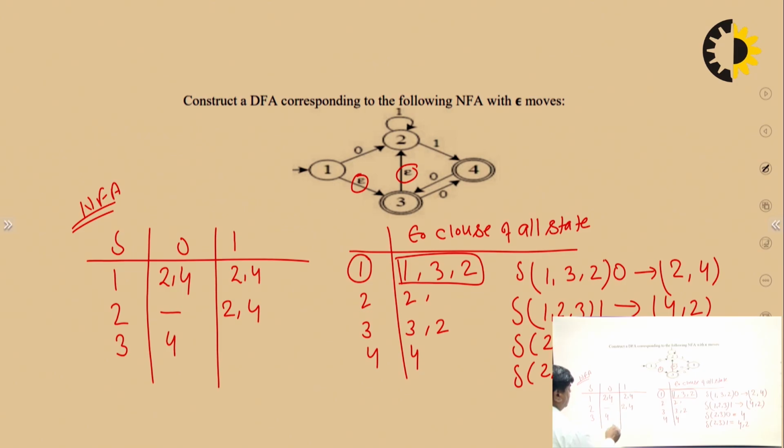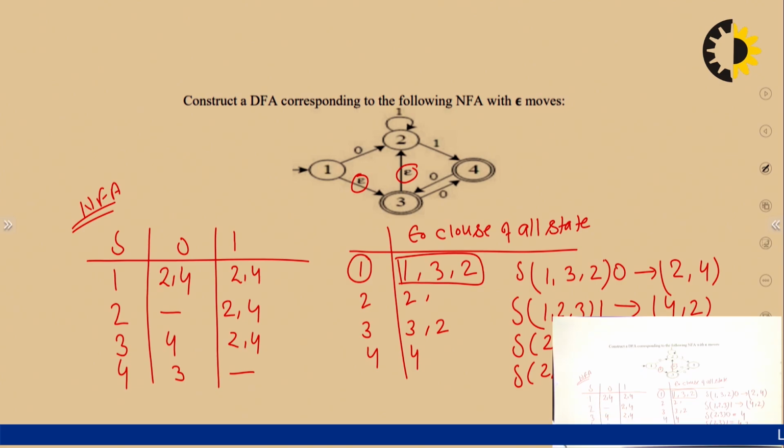Again, we check state 4, and here is only 4. Then we check on 4, 0 transition, that is 3, and 4 on 1 transition, no transition available. Now, this is the actual transition table of the NFA after eliminating the epsilon. We eliminated the epsilon using the epsilon closure.